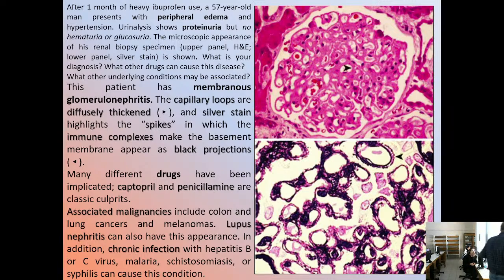They are like thorns, if you cut a rose, the flower. These are not the immune complexes themselves. These are parts of the basement membrane which is compressed by the immunoglobulin deposition and becomes like a projection. The basement membrane is highlighted by silver stain.